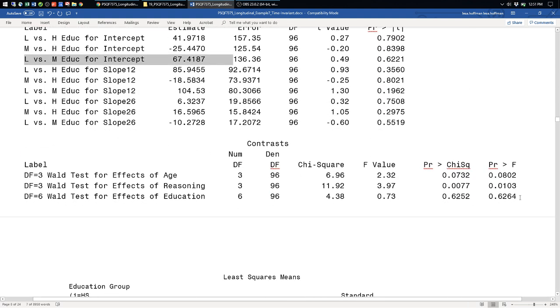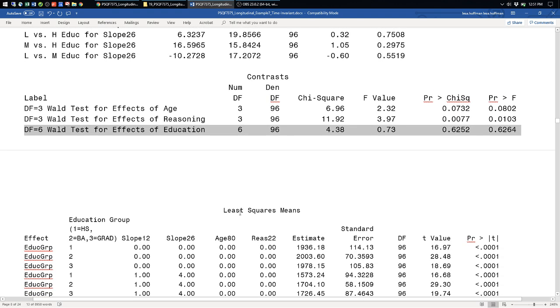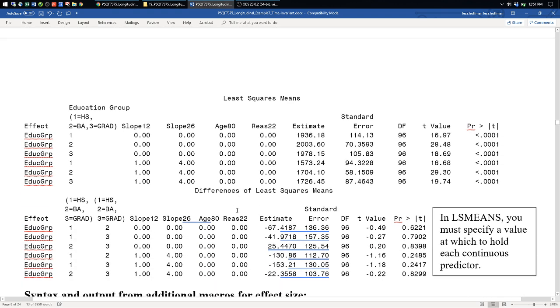And then finally, my 6th degree of freedom contrast: is there any effective education of any kind? No. So it doesn't look like it matters.